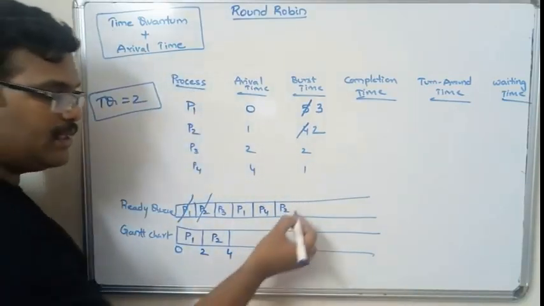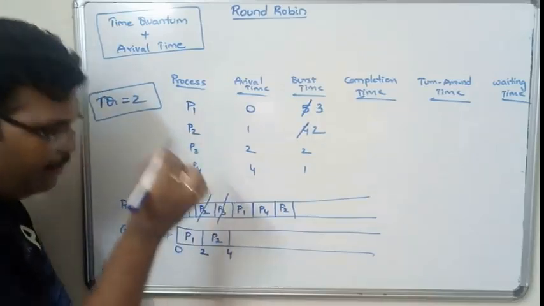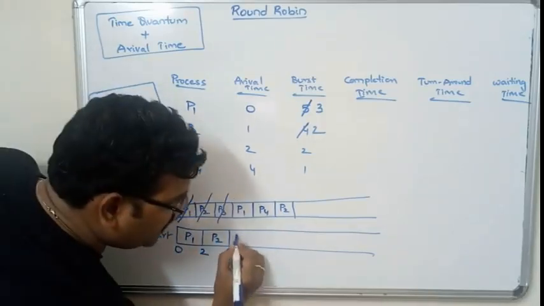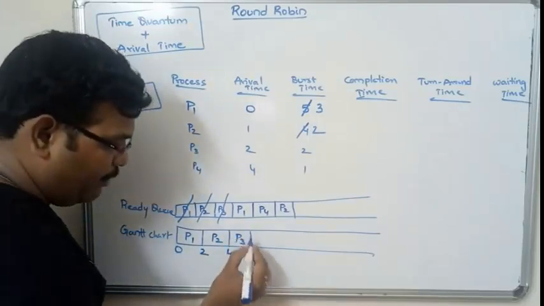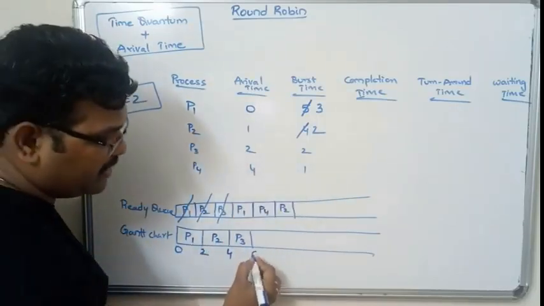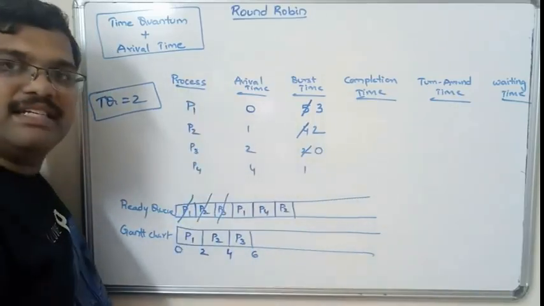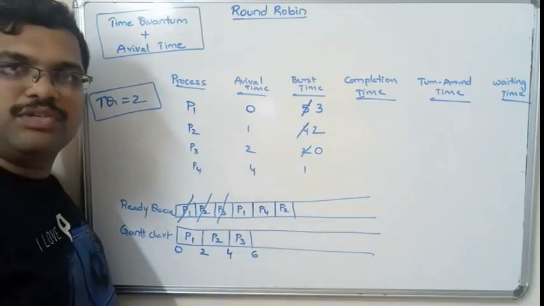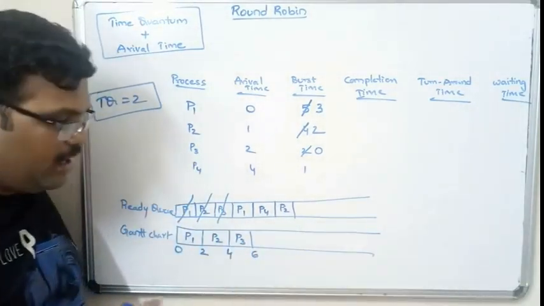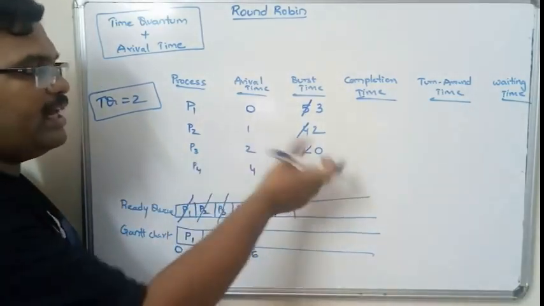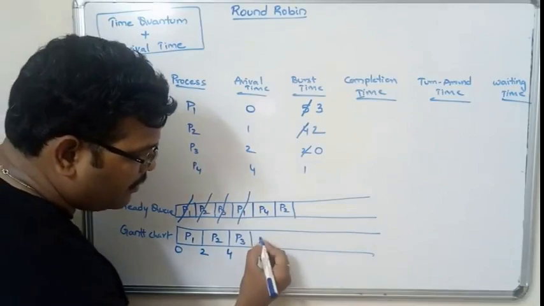So here P2, right? Next, P3 will be removed from the ready queue and allocated to the CPU, and it will be executed for 2 milliseconds. So P3 completes its execution. P3 doesn't require the CPU once again, right? Within the given time quantum, P3 completes its execution. Next, P1.